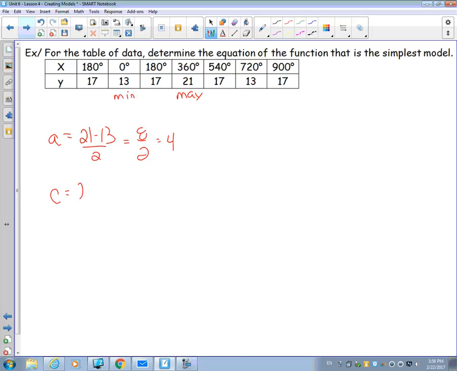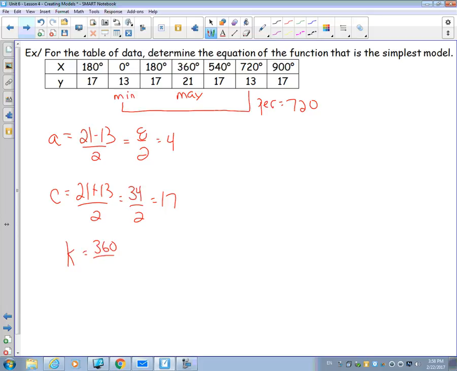My C value. I can see that it's a cycle that goes from 13 to 13. So I get my period, 720, which gives my K value. 360 over 720, you can just write that as a half. And then I've got to figure out if there's a translation or not.